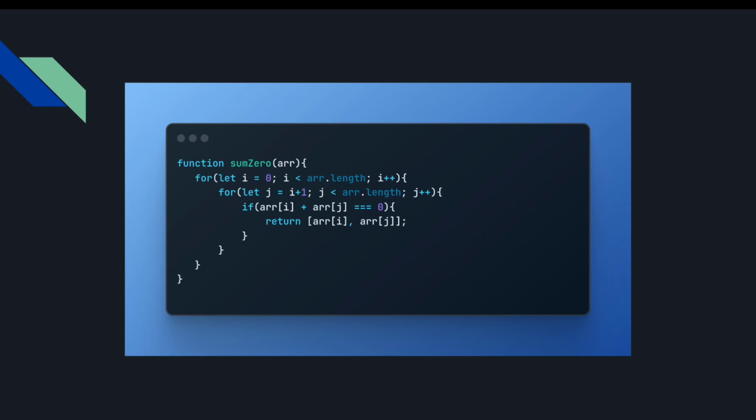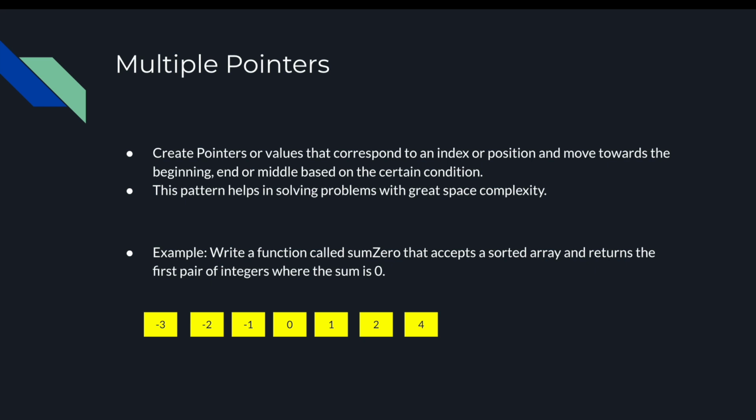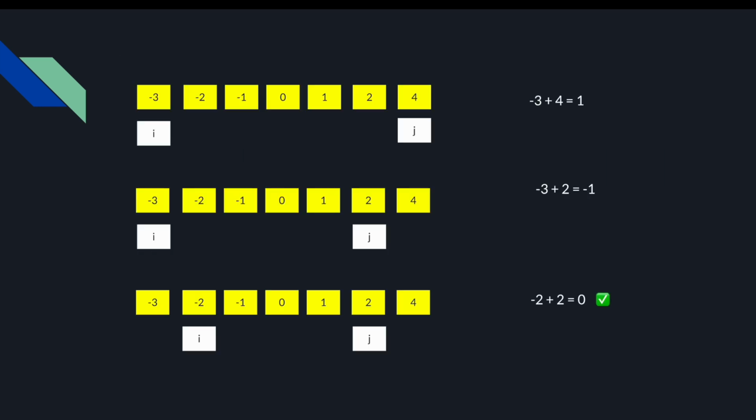But if we solve this same problem with multiple pointers, it will give us a time complexity of O of n. Let's solve this problem with multiple pointers, this time on Code Sandbox. Before moving to the Code Sandbox, I would like to mention another good point of multiple pointers: this pattern helps us solve problems with great space complexity. As you can see, we are not creating any new array or any new object, we are just moving inside the same array.